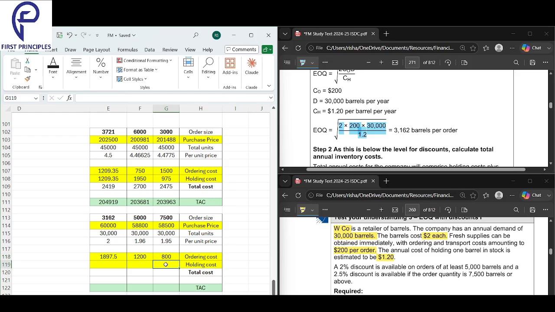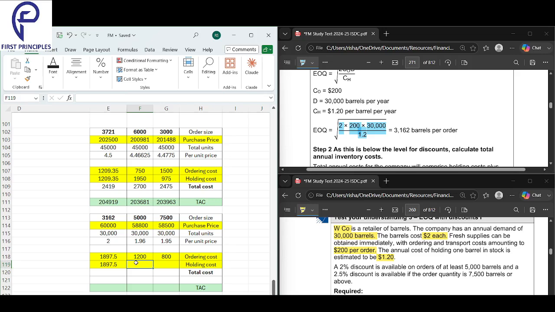Next we'll look into the holding cost. What is the holding cost of inventory? So first we need average inventory. 3162 divided by 2 into 1.20, that is 1897.1. So you'll see always for EOQ, ordering and holding cost will be the same. That means the calculation is also right.